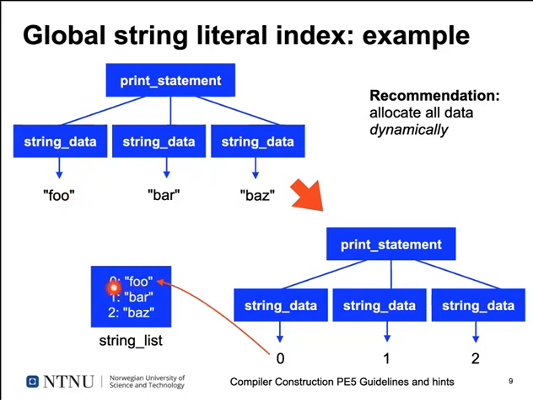Then you assign this specific string to a numerical index. You just count up the index for each string you found. And then finally, in your tree, you replace the string that's linked there with just the index. So our code generation step can then look it up afterwards. And as I said, my recommendation, because you don't know how big your strings can get, is to allocate all data dynamically. And you can use these malloc and then realloc functions to allocate and extend dynamically allocated space on the heap.